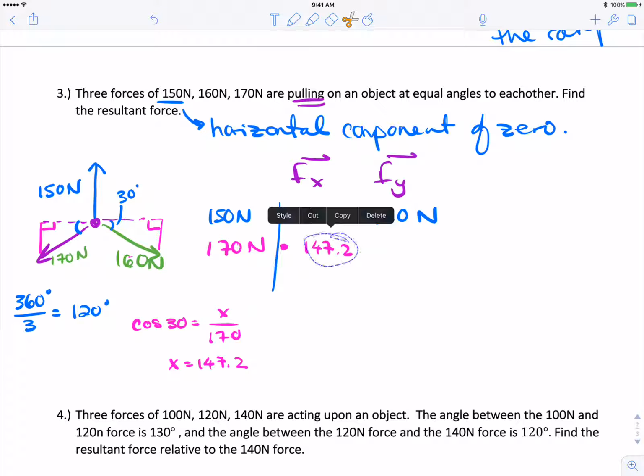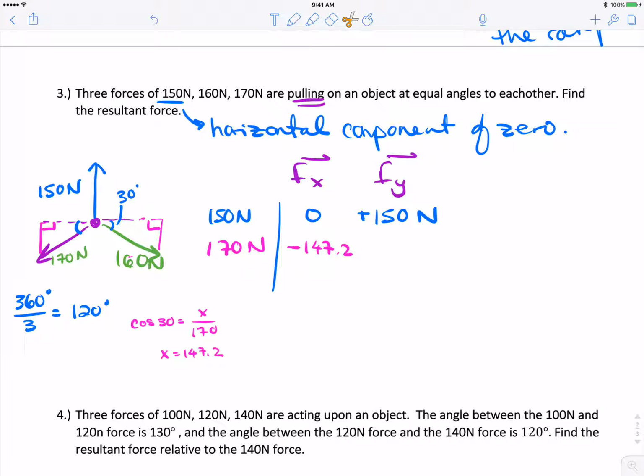Mine kind of looks funny, so I'll redo it. It doesn't look like a negative, it looks like a smudge. Negative. Perfect. Same thing I'm going to do to find my y component. Sine of 30 equals opposite, so y over 170, which is 85. And it is going down, so it's negative.